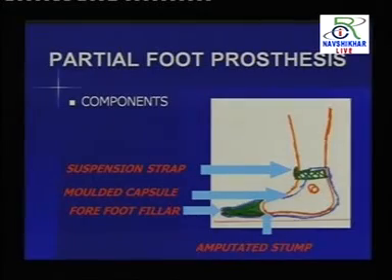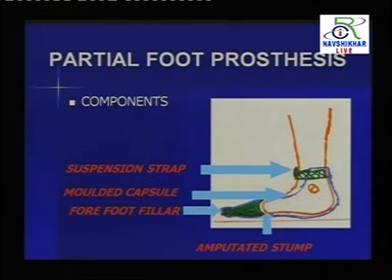You can see that these are the components of the partial foot prosthesis. If part of the foot is amputated, then you can see there's a filler, the green color, which is in the front side, a forefoot filler for whichever part is amputated. The amputated stump is the red color. The suspension strap is only a simple strap; it doesn't require much suspension over here. And then the blue color capsule is made in which the filler and the stump are accommodated.